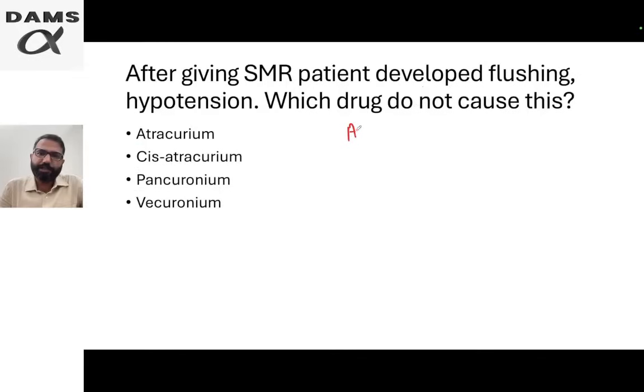Next question, integrated with anesthesia. After giving an SMR, skeletal muscle relaxant, the patient developed flushing and hypotension.